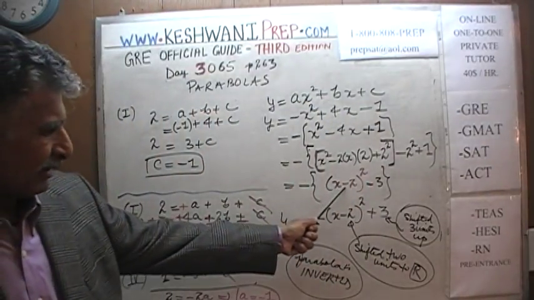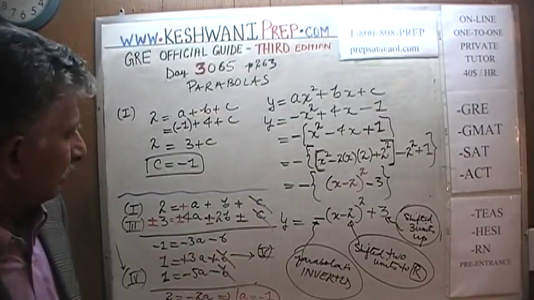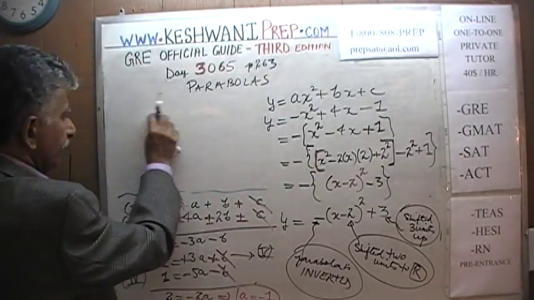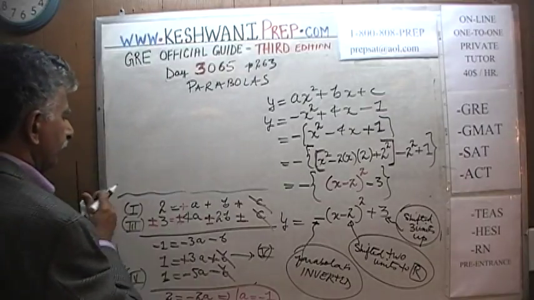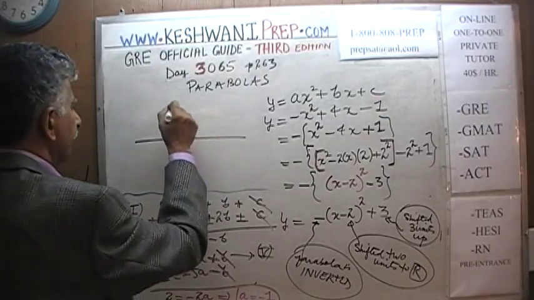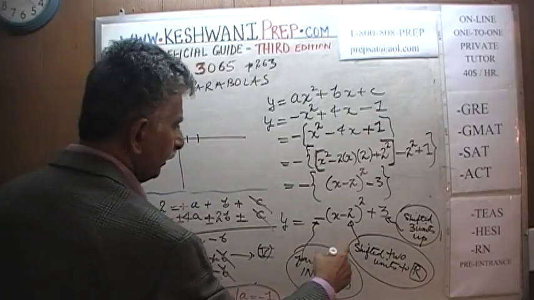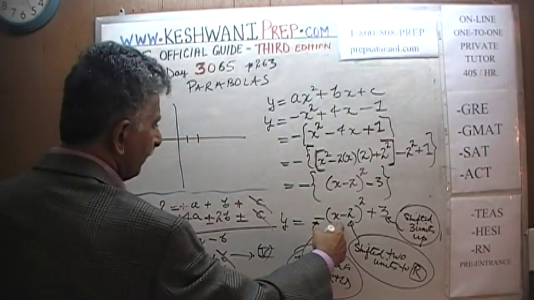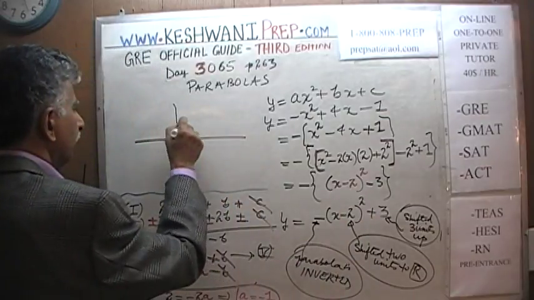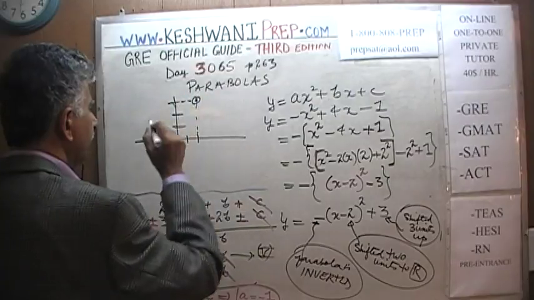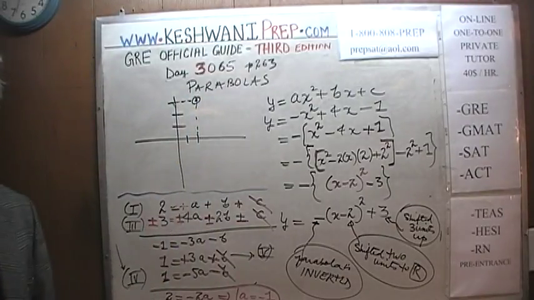That's the vertex. So the vertex is positive 2 and positive 3. If you like, we can plot it here. Positive 2 and positive 3, and it's upside down. It's here.